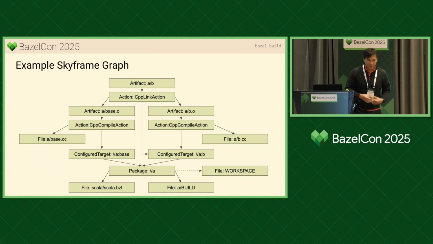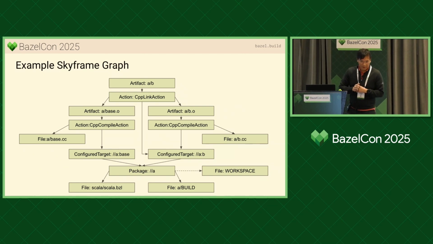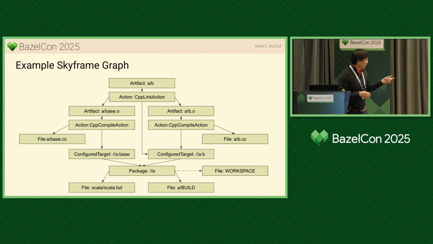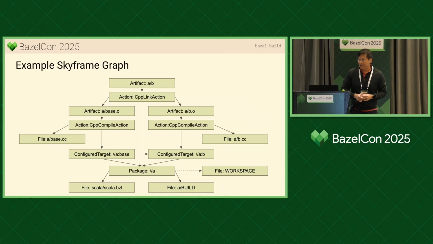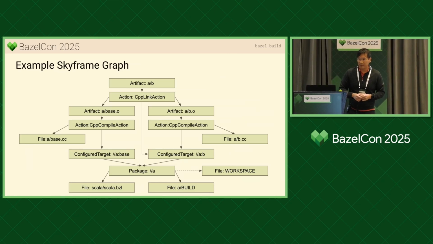So here's an example Skyframe graph. You see the usual suspects here. You see action execution near the top of the graph, and then you may see something like a configured target or a package and a file. Configured targets are the outputs of the analysis phase, and packages are the phase that encapsulates the computation done when parsing a build file.